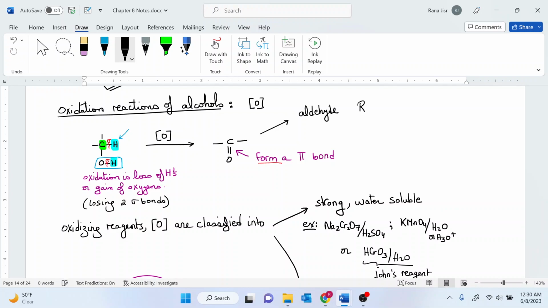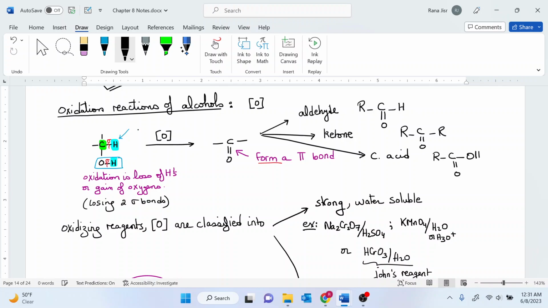and the aldehyde has a general formula of RC double bond OH. By now you need to know your functional groups. We can form also a ketone, and we can form a carboxylic acid. A ketone has a general formula of an RC double bond O and an R, and the carboxylic acid has an RC double bond O and an OH. So you can see over here that what's varying is the group that is connected to the carbonyl.